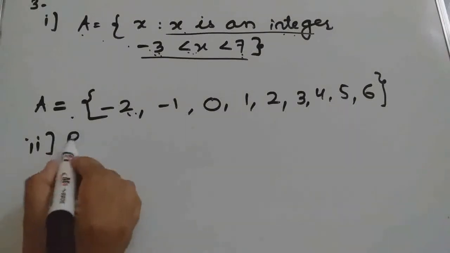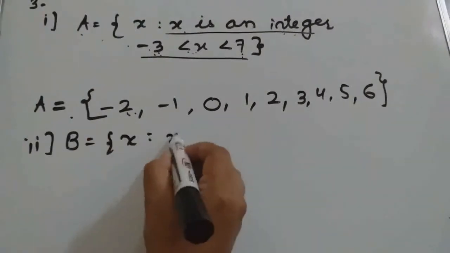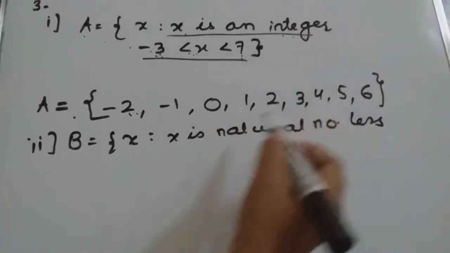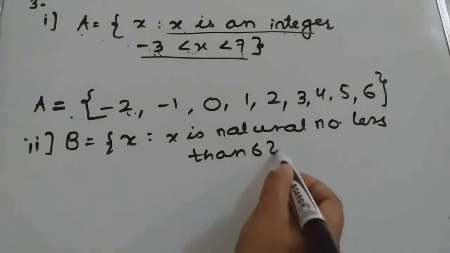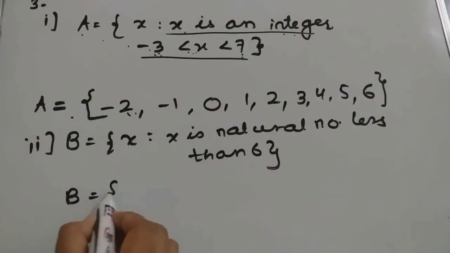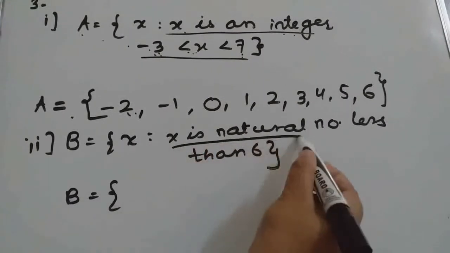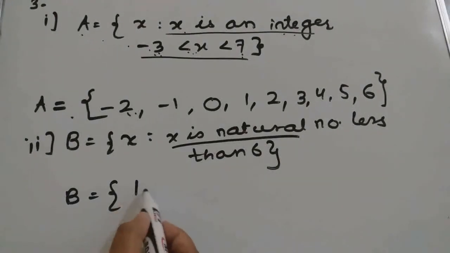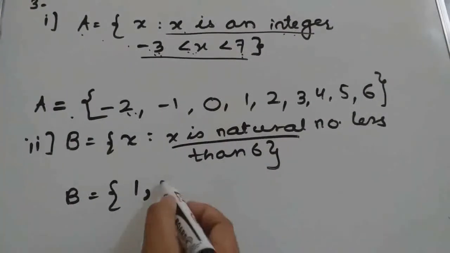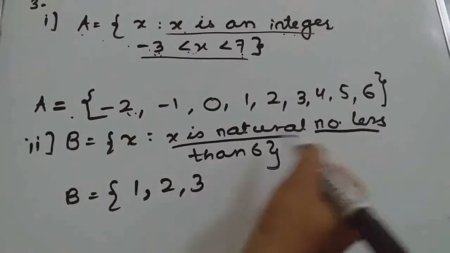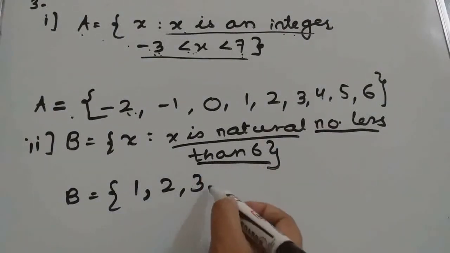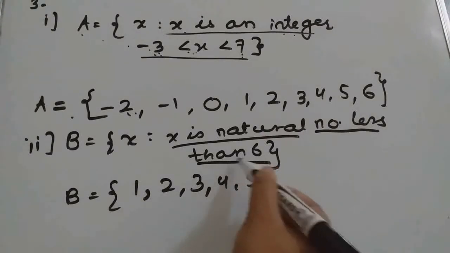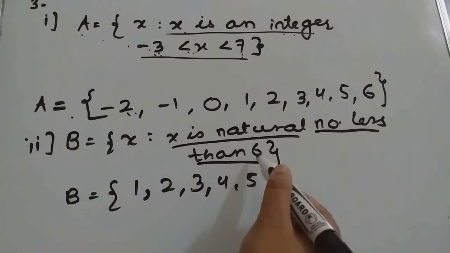Now the second one is given as B, where x is a natural number less than 6. So what can we write? Natural number means it starts from 1, isn't it? So the first element will definitely be 1, and 2, 3. What is the next condition? Less than 6 means 4 and 5 only will come. 6 won't come. It is not written less than or equal to 6, so 6 won't come.